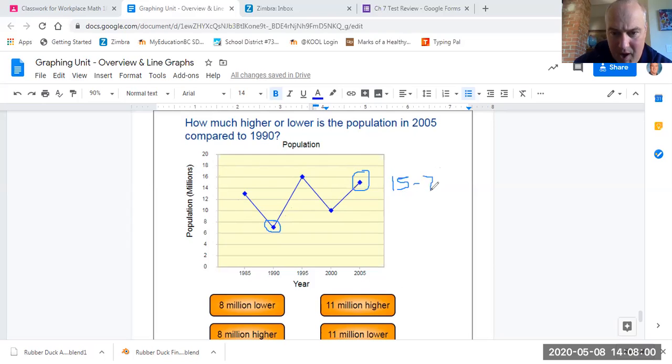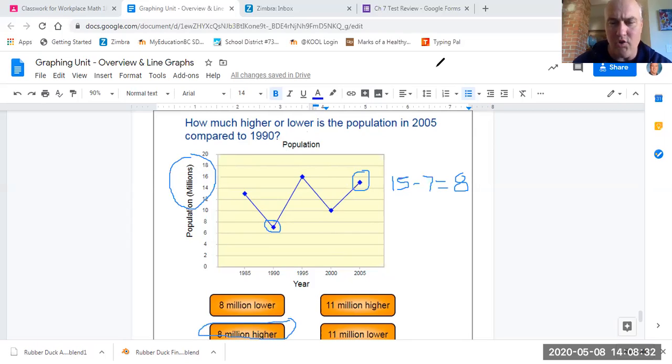So 15 minus 7, we could put into our calculator, but we could also hopefully do that in our head. So that's going to be 8. But it's not 8, it's actually 8 million, right? It's 8 million. And has our population gone higher in 2005 compared to 1990 or lower? Well, in this case, it is higher, so it would be 8 million higher, not 8 million lower. So the answer to this question would be this, 8 million higher. Hopefully that makes sense to you.